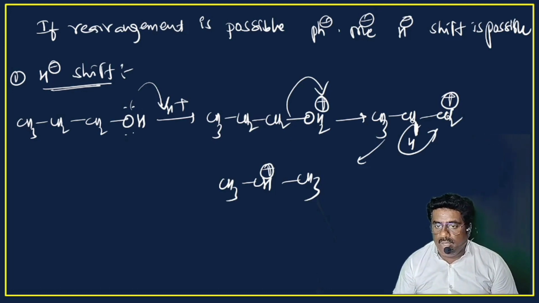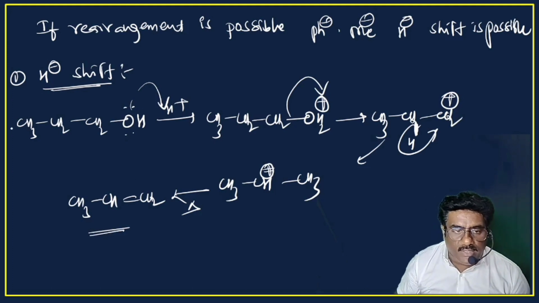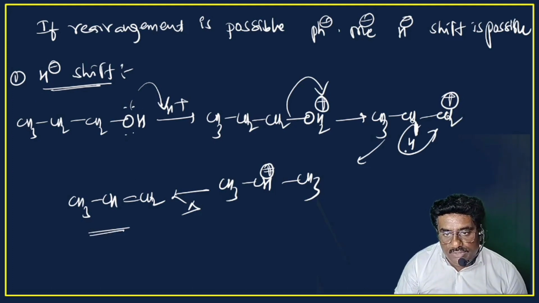Compare these two, primary carbocation and secondary carbocation. Secondary is more stable. So when heated again, it forms CH3, CH double bond CH2. This is our product. It is a hydride shift, a hydrogen shift.